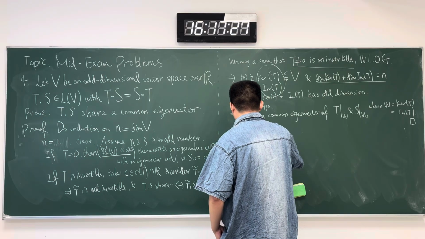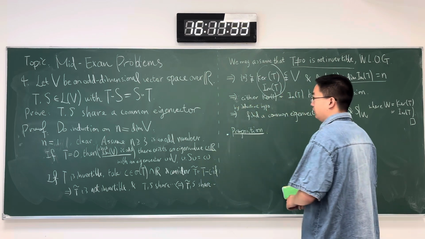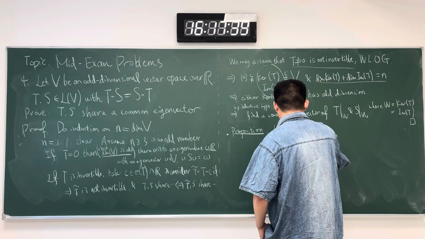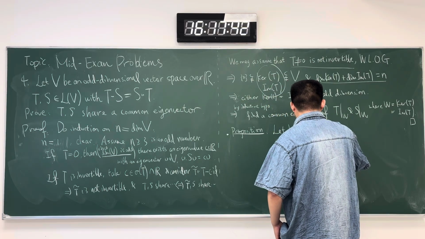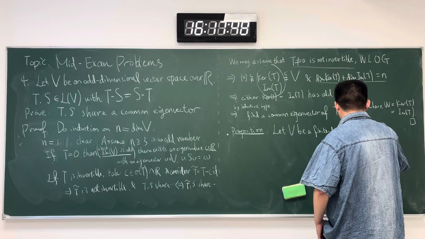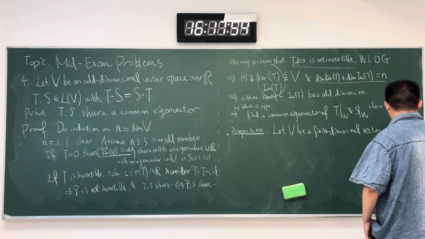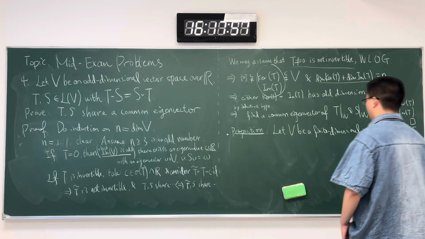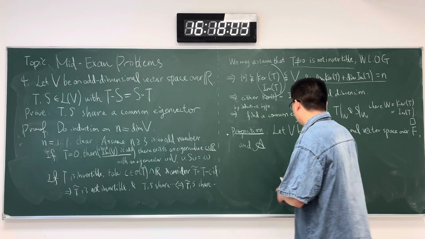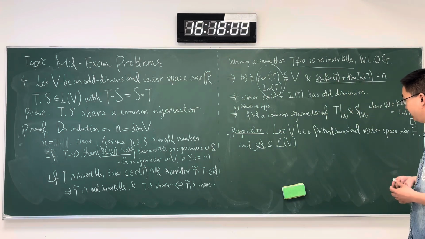Because we will need this proposition. Now, let F be any field and V be a finite dimensional vector space over this field F. And fancy A be any family inside the vector space of linear transformations on V.